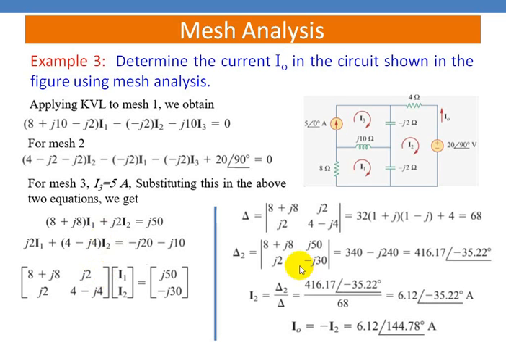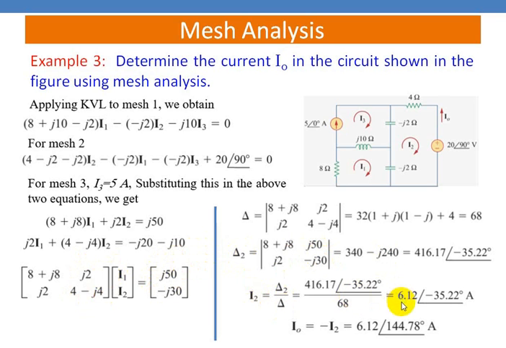Now since you are asked to find I0, if you find I2, that is enough. So if you want to find I2, you have to find del 2 and del. Del is the determinant of this matrix, and for del 2 you have to replace these two elements by these two elements. So now you find out the determinant. This is del 2. So I2 is del 2 by del.